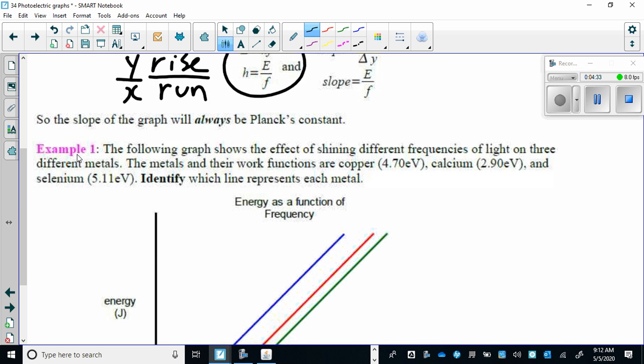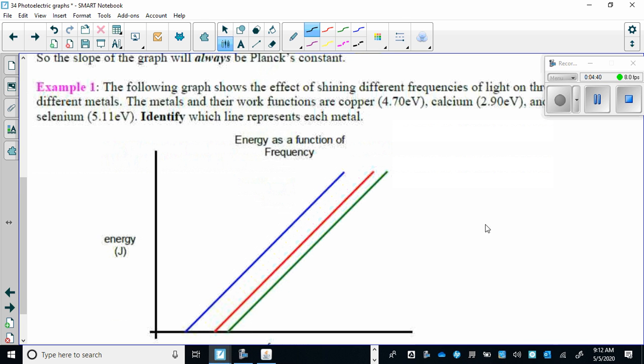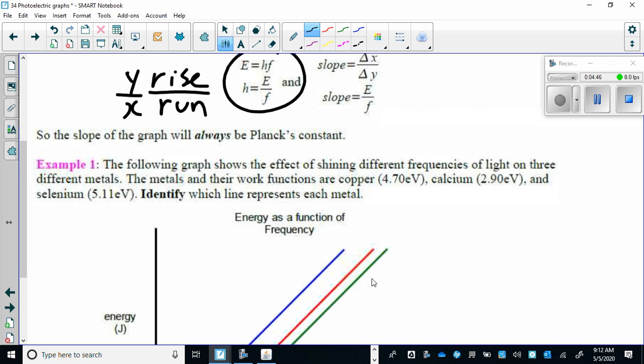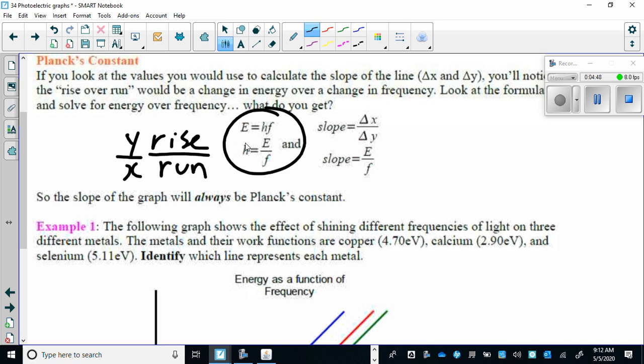So for example number 1, you've got 3 different metals, copper, calcium, and selenium, and they have different work functions, but you'll notice the slope of all of these is the same. Why is it the same? Because the slope is a constant. It's Planck's constant.